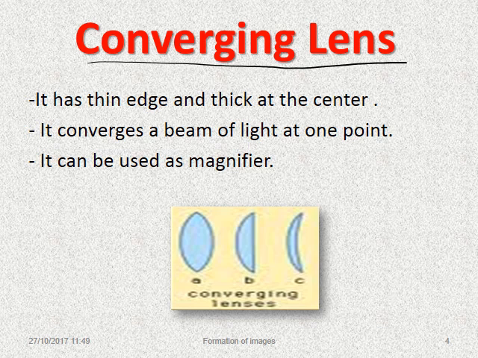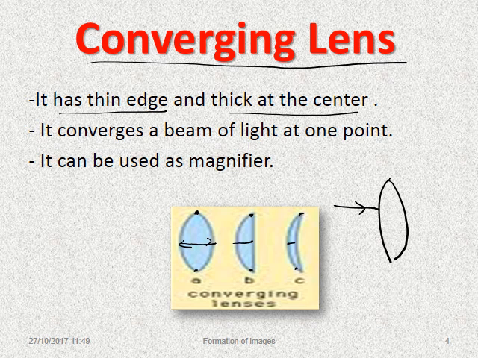Converging lens. It has thin edge and thick at the center: thin edge, thick center, thin edge. It converges all beams of light at one point. That beam of light converges all in one point. It can be used as a magnifier.